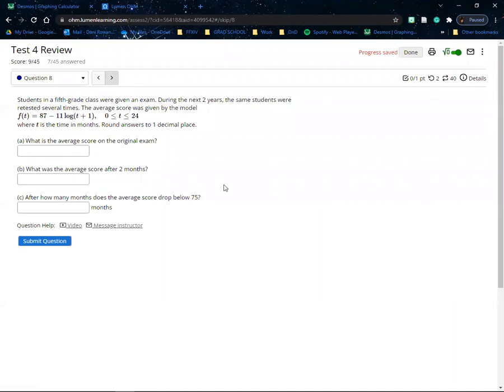Okay, now we've got students in a 5th grade class were given an exam, and during the next 2 years, the same students were retested several times. The average score was given by the model f of t equals 87 minus 11 log of t plus 1. And this is between 0 and 24, where t is the time in months. So 2 years in months is 24 months, right? So just when you see the 24, just remember it's dealing with months.